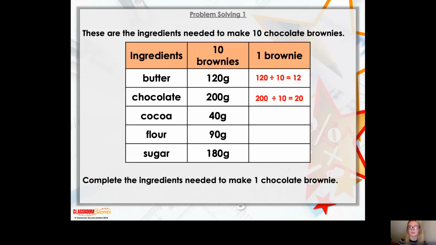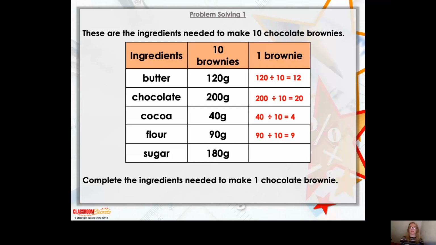Okay, Year 2, so the cocoa, 40 grams for 10 brownies. What about for 1 brownie? Well, we need to divide 40 by 10, and 40 divided by 10 equals 4. We can check that by doing 4 multiplied by 10, which, yes, we know is 40. We can look at it the other way around to check our answer. Then we have 90 grams of flour for 10 brownies. How many grams of flour do we need for 1 brownie? Well, we need to do 90 divided by 10, which is 9.